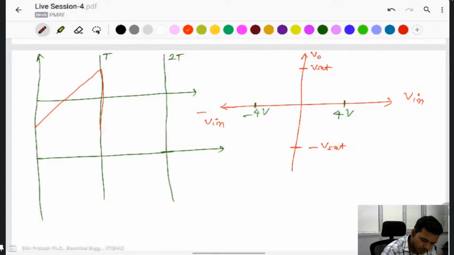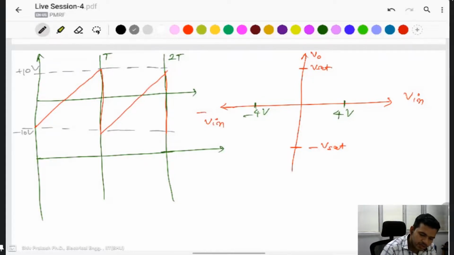Sawtooth wave like that. This one provides plus 10 volt, this one minus 10 volt, and the reference signal is also given here. Take a reference signal, plus 4 volt, minus 4 volt.